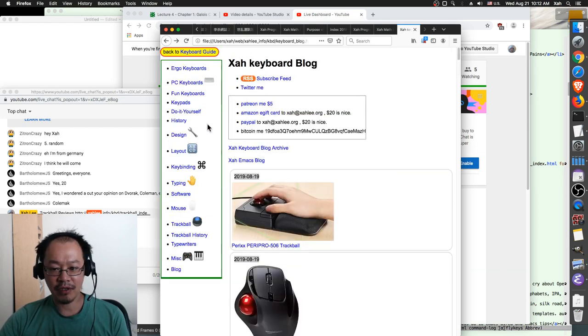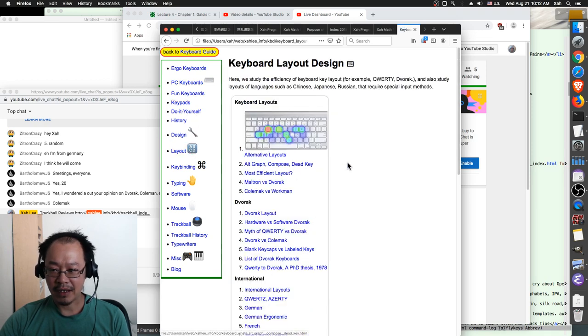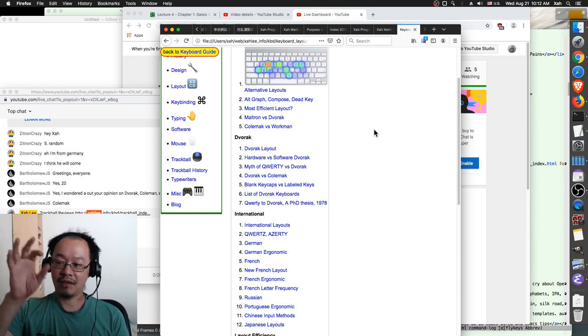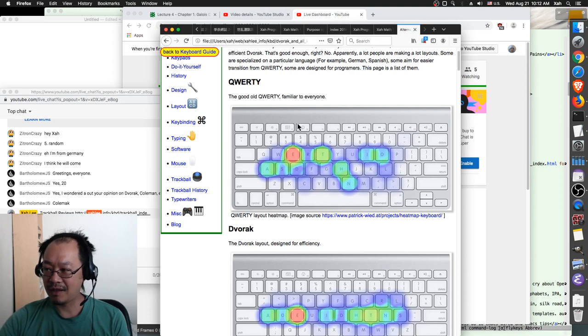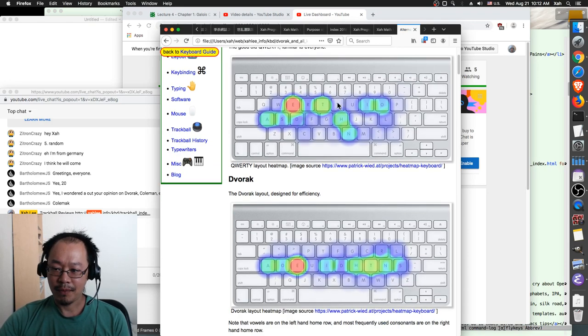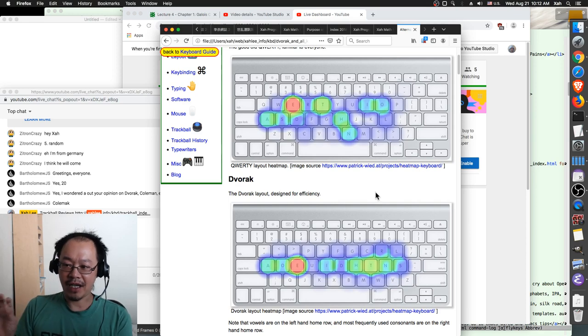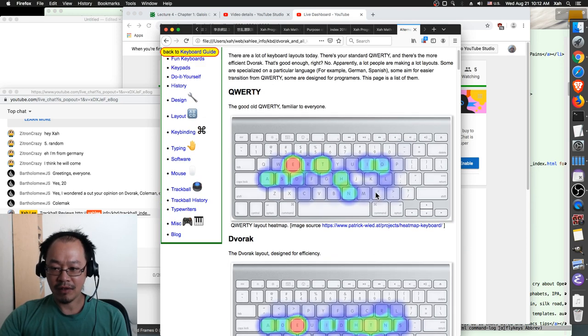Okay, so let's talk about keyboard layouts. Any particular question you have? One thing about keyboard layout, let's go to keyboard layout. Okay, so I have this page. It's all about all different kinds of layouts. For those of you who don't know, we are mostly familiar with QWERTY. ASDF, HJKL, that's the letter layout. This is called keyboard layout. It means the arrangement of the letter keys, okay? And the most popular is QWERTY.